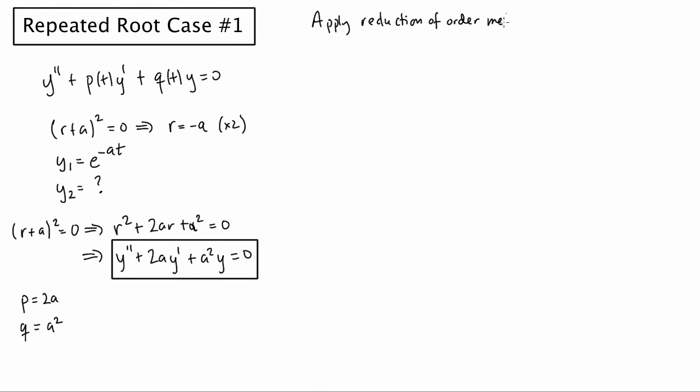Now we talked about this in a previous video, but this method says that if you have a solution y1, then a second solution is given to you by v times y1, where v is the integral of 1 over y1 squared e to the integral p of t dt, dt. So we're going to apply that in this case.